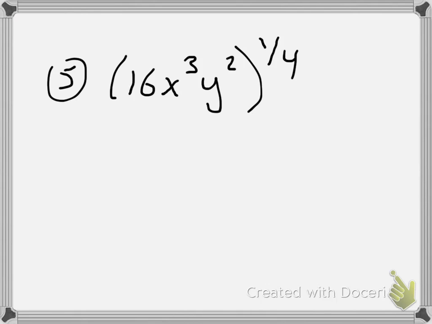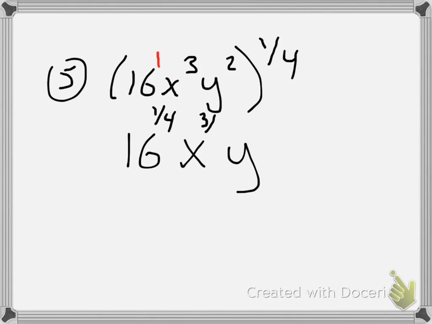Alright, question 5. Remember, anything in the parentheses that does not have an exponent is assumed to have an exponent of 1. So now we just got to multiply our exponents. So we're still going to have the 16, the x, and the y. So 1/4 times 1 gives us 1/4. 1/4 times 3 is 3/4. And 1/4 times 2 is 1/2.